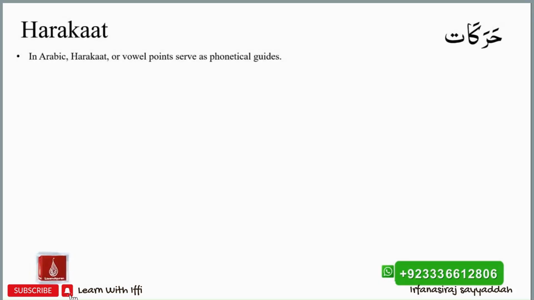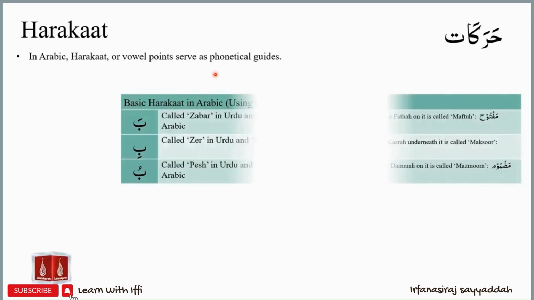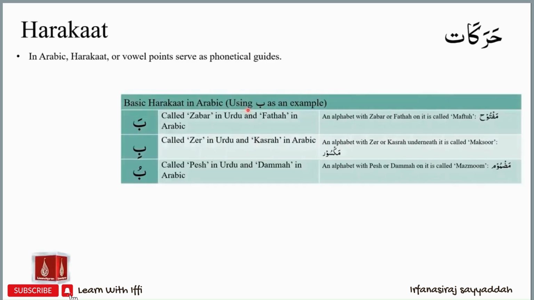Next, we will study harakat. The singular of harakat is harkat, and in Arabic, harakat or vowel points serve as phonetical guides. That is, the presence of a harakat will help us with the pronunciation of an alphabet or a word. We will study this further using the alphabet ba as an example.